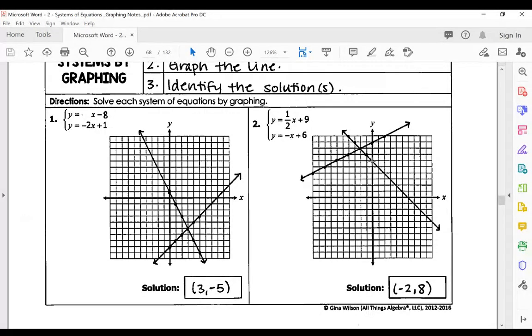This line has a slope of -1, so we move down 1 over 1, down 1 over 1, and stair step down to create this line. We see that the two lines intersect at the point (-2, 8).